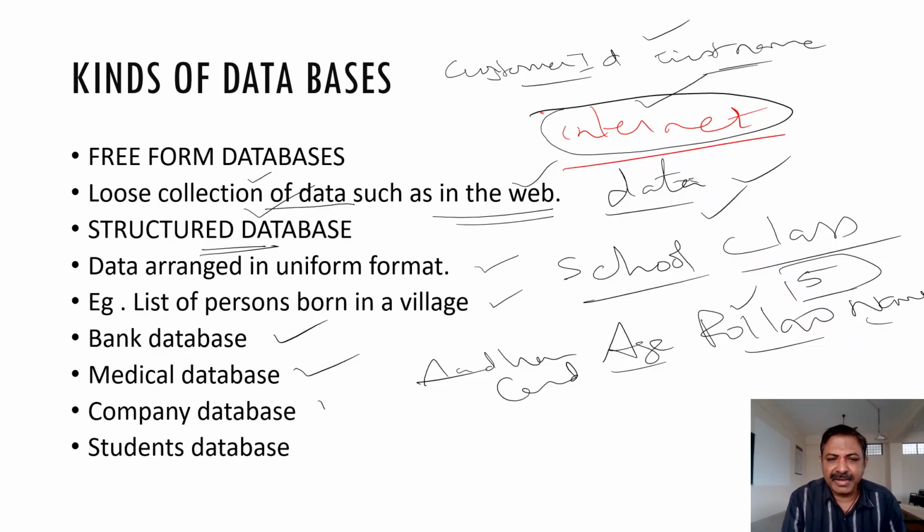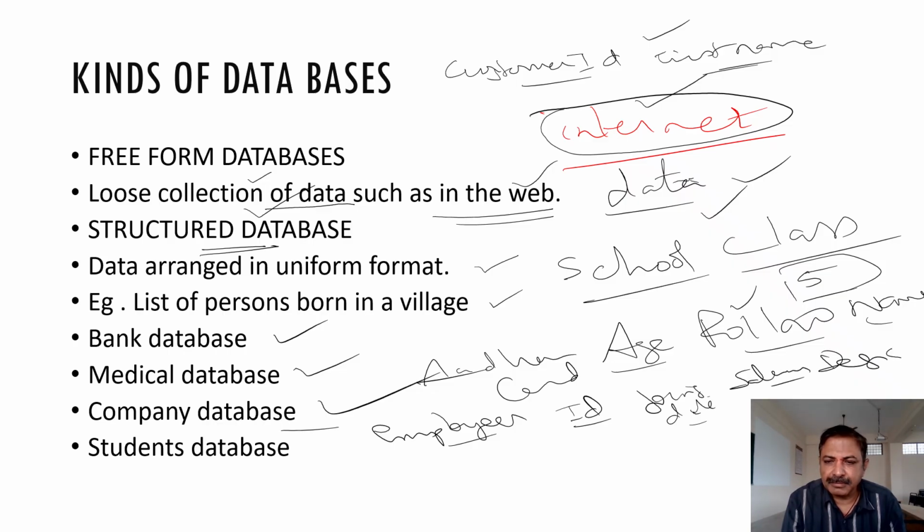Some company, in a company we have how many employees there are, their employee ID, their joining date, their salary, designation, and also their address. For communication, their contact number. Like this, we have various details in a company database. A students-based database we have just discussed. This is called, one is unstructured data, one is structured data.